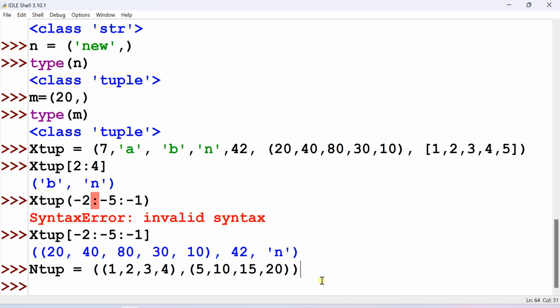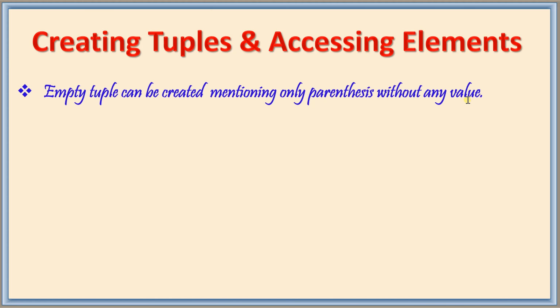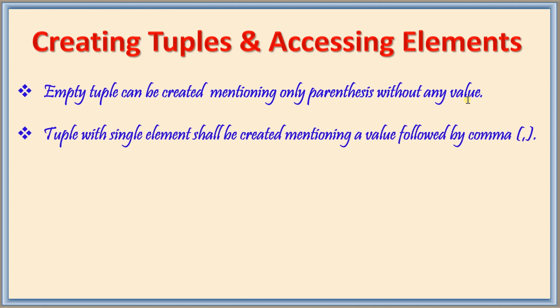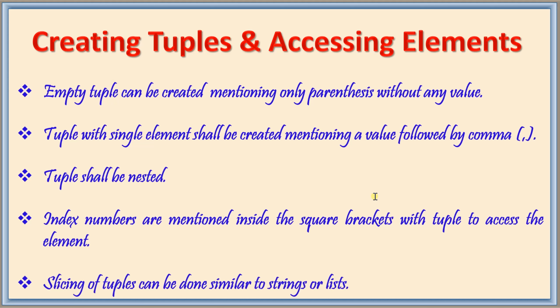Hope you understood well. Let me recap once. Empty tuple can be created mentioning only parenthesis without any value. Tuple with single element shall be created mentioning a value followed by comma. Tuple shall be nested. Index numbers are mentioned inside the square brackets with tuple to access the element. Slicing of tuple can be done similar to strings or lists. Hope the concept is very clear to you.